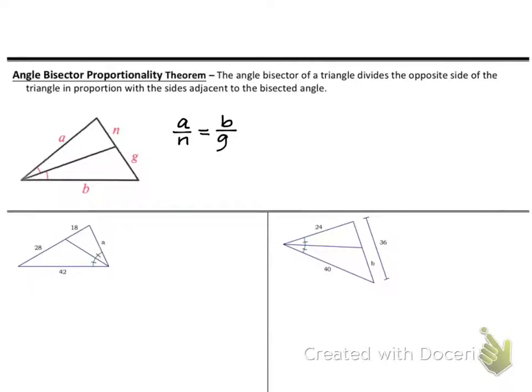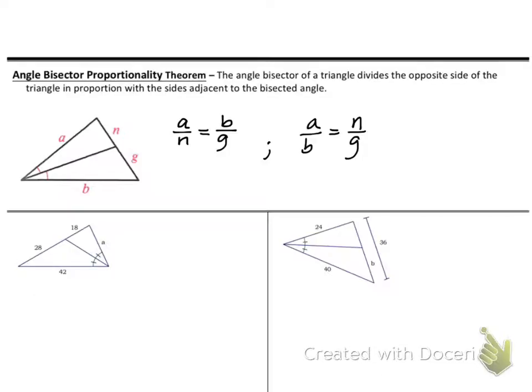Another way I could say that is I could also say, well, A to B is equal to N to G. And for this to work, all we need is an angle bisector. Okay, so be on the lookout for problems that have angle bisectors, because this is what we're going to do to solve them. Yes, Madison?